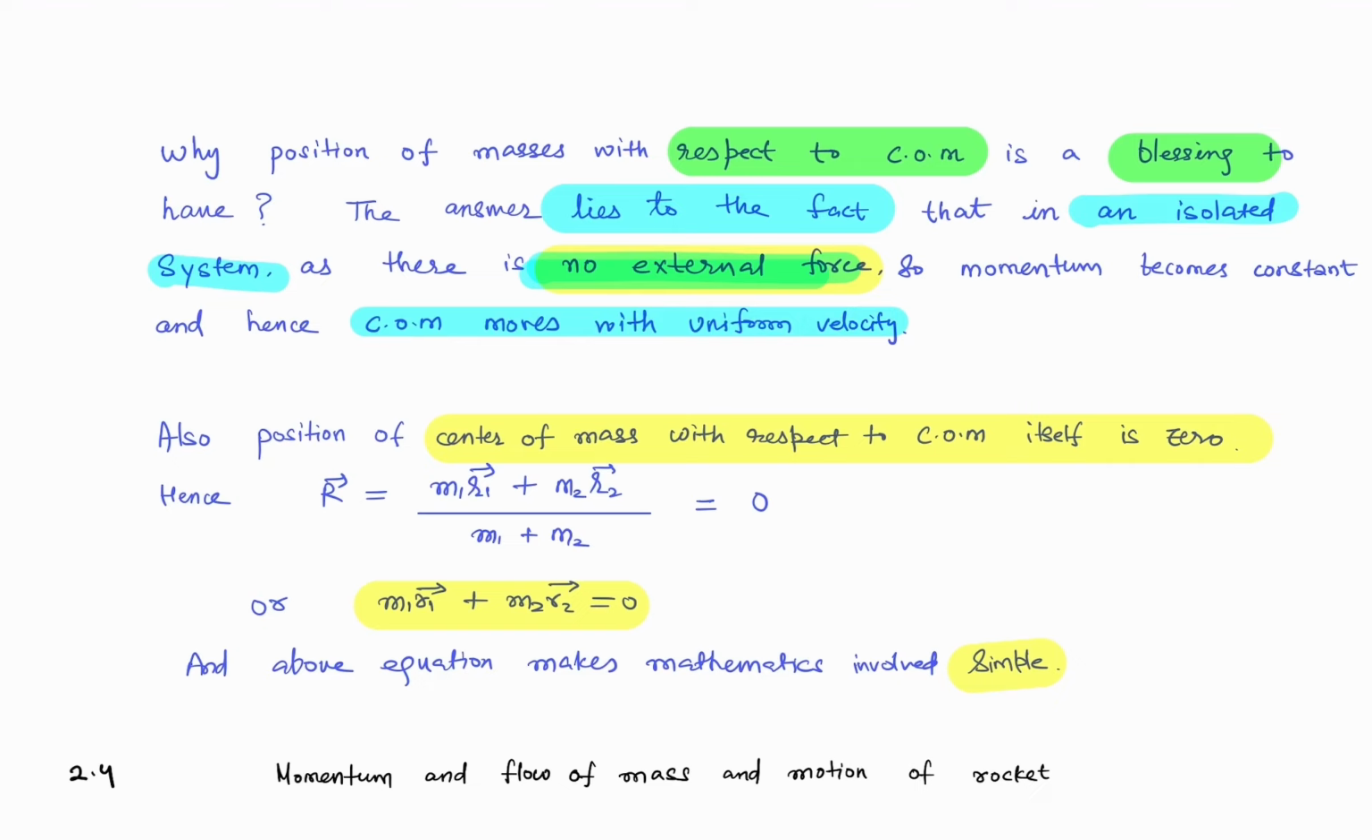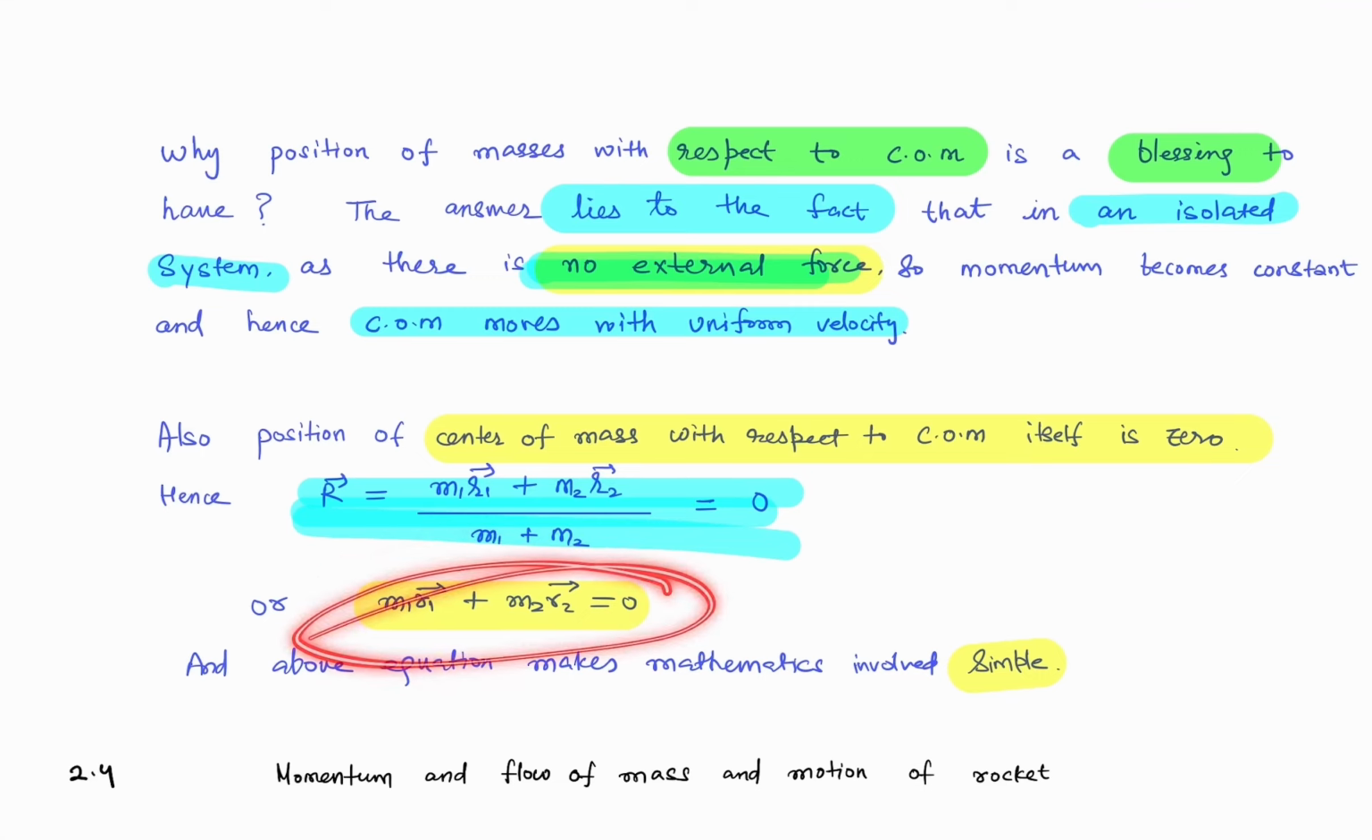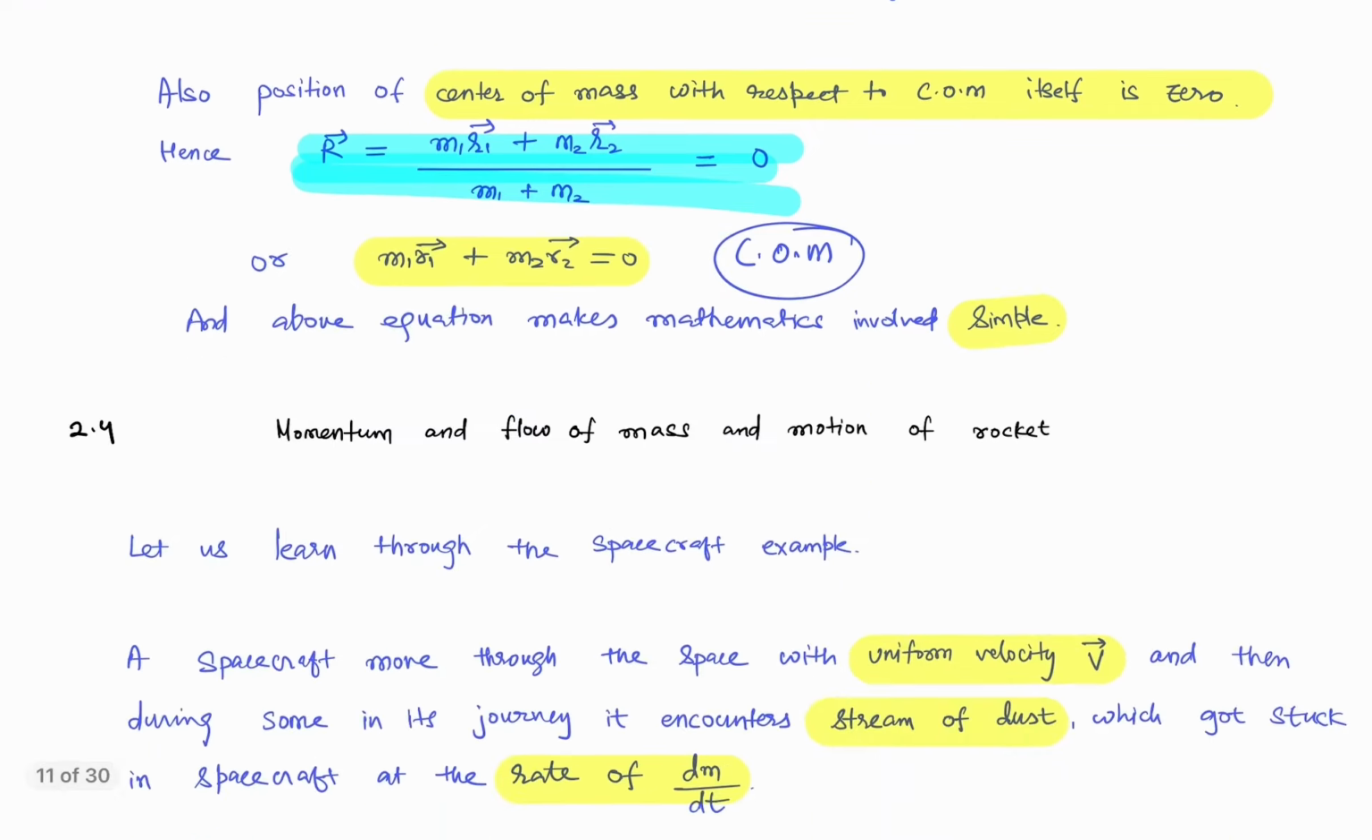You are always at rest with respect to yourself. In the same manner, the center of mass is always at rest with respect to the center of mass. So this is what we have written, that R is actually 0, and if you simplify, it comes down to m1 r1 plus m2 r2 is 0, and this is going to be valid in the center of mass coordinate system. So this is why it is a blessing, because it is making our calculation very simple.